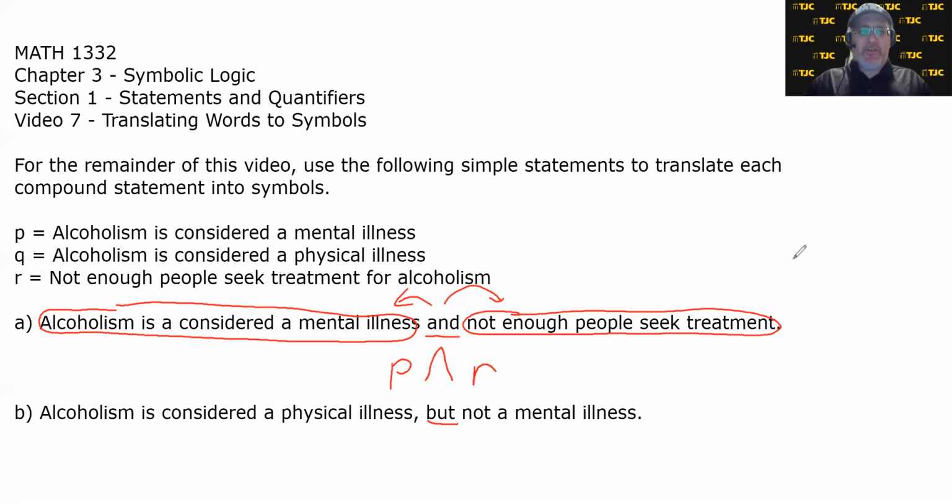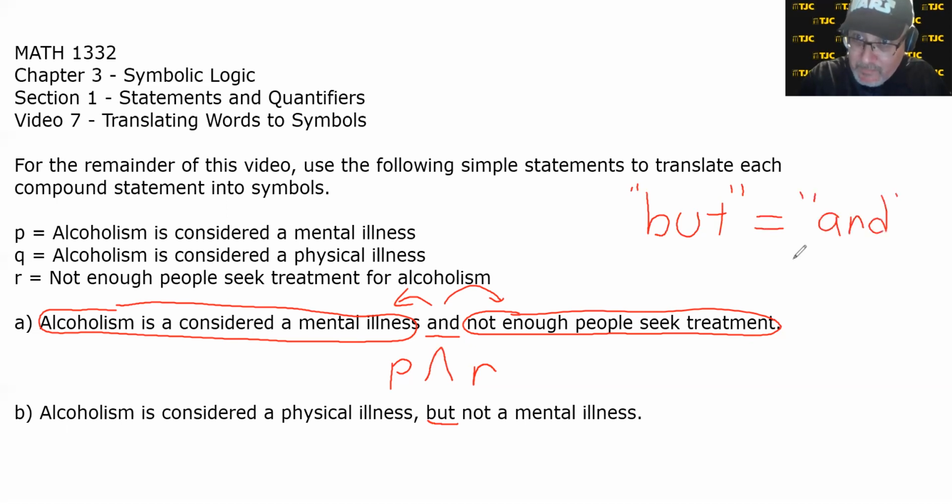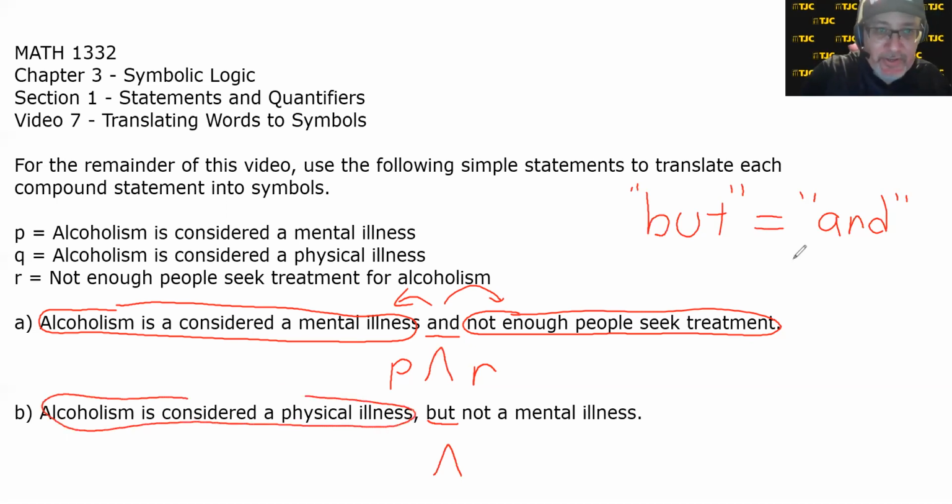Alcoholism is considered a physical illness and not a mental illness. Actually, yes, we could. So from this point forward, if you ever see the word but as a connective, it's considered to be the same as and. Which sounds funny, but from a logical perspective, it is correct. So, being an and, we'll draw the conjunction, the one pointing up. Look to the left. Alcoholism is considered a physical illness, which is Q.